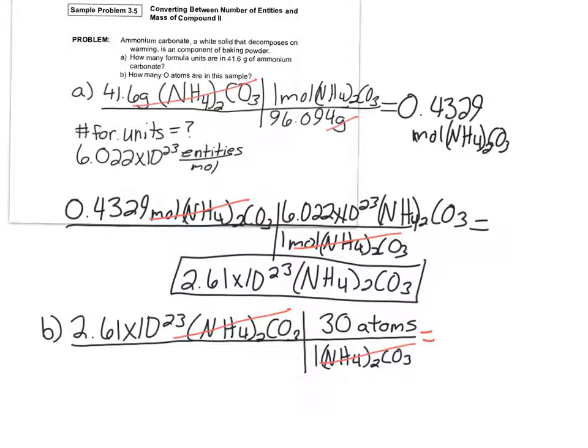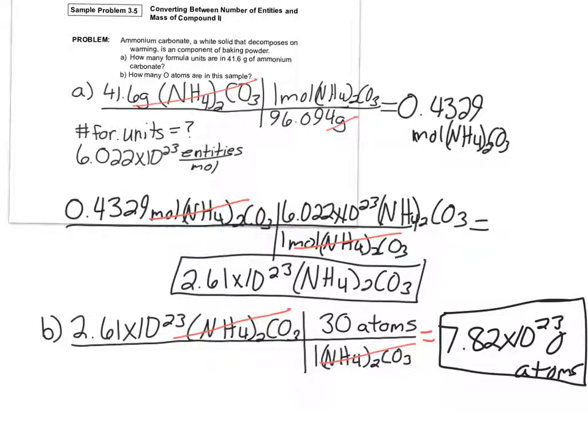Equals, all right, what does that equal? So that number times 3, I have 7.82 times 10 to the 23 oxygen atoms out of the 2.61 times 10 to the 23 ammonium carbonates. Now, I know that kind of looks a little weird, right? This number being larger than the number of formula units we had up here for our formula. But it should be, right? Because for every 1 of these ammonium carbonates, we have 3 oxygens. So this should be a bigger number, and it is.